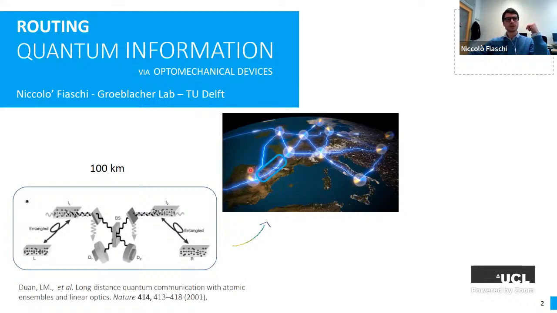One for the long range, and in this picture it is the space between nodes, at a distance of more or less 100 kilometers. And one of the most famous protocols is the DLCZ protocol, which is depicted here in this quite famous paper of 2001. But there's another one also.